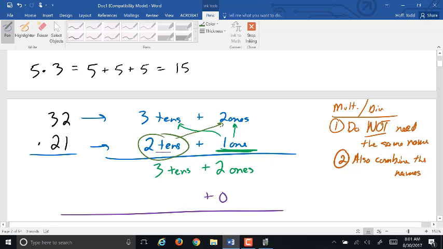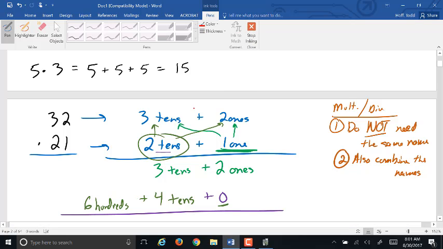So now we've got 2 tens times 2 1s. What's 2 times 2? 4. But we still have to multiply the names. 10s times 1s is 10s. We needed that 0 here so that our place values stayed lined up. Now we have 2 tens times 3 tens. What's 2 times 3? 6. Tens times 10s is hundreds.